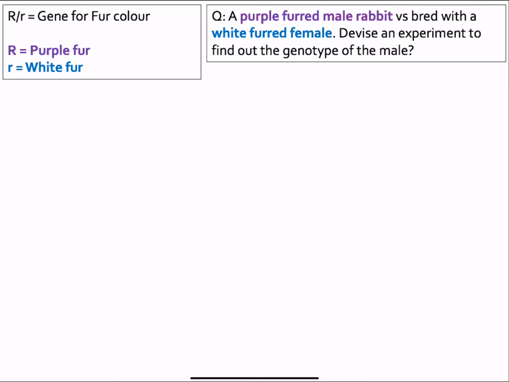The next one. A purple-furred male rabbit was bred with a white-furred female rabbit. Devise an experiment to find out the genotype of the male. So big R is purple, little r is white. So we want to find out what the male was and what experiment we could do.